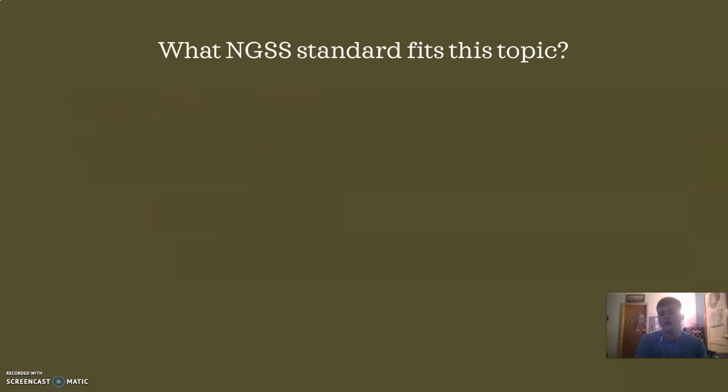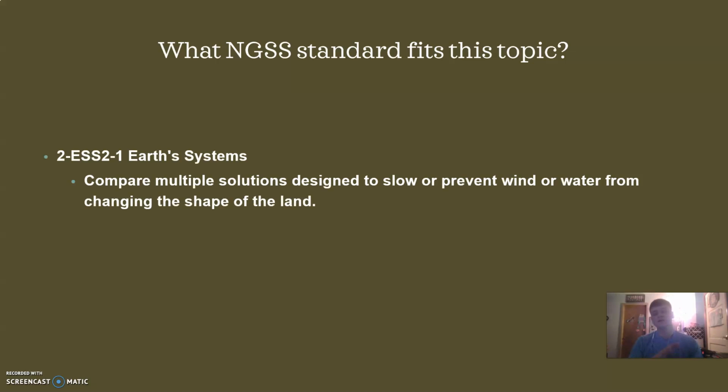Alright, what NGSS standards fit my topic of space and finding a new planet? First off is 2-ESS2-1, Earth systems. Basically, this is comparing multiple solutions designed to slow or prevent wind or water from changing the shape of the land. This fits my activity because it asks the students: is there vegetation, is there water, is there even wind on the planet? What is the makeup of the planet, and how does it function? What are the important environmental factors that play into it, and how do they shape the way the planet's created?